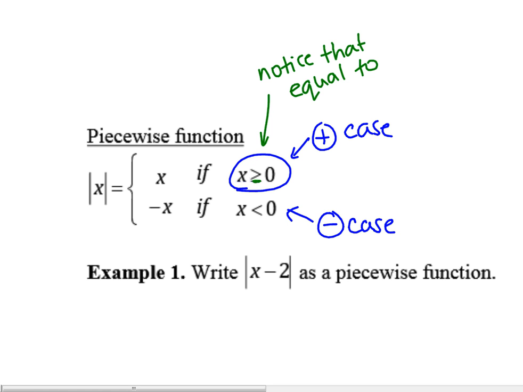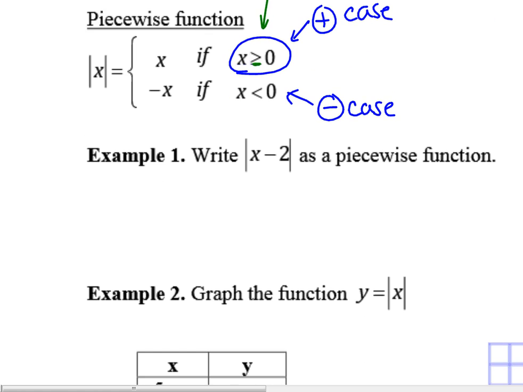Notice the equal to symbol, because you don't want 0 in both places. So we only put it with one case. It doesn't matter which one, but it is only with one of the cases. What does it say, Najir? It says it's neither. Yes, neither. It's neither positive nor negative, so that's why we can put it with either.